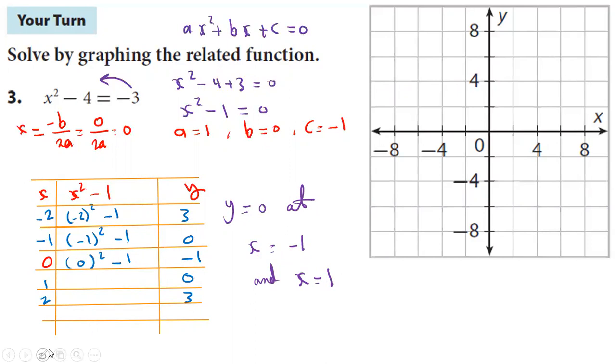Now we will plot these points on the grid. I will start from the vertex 0, negative 1. Negative 1, 0. Negative 2 and 3. 1 and 0. 2 up to 3. So this is our parabola. We have to draw a smooth graph like this. This graph intersects the x-axis at 2 points: negative 1 is the first 0, and 1 is the second 0.